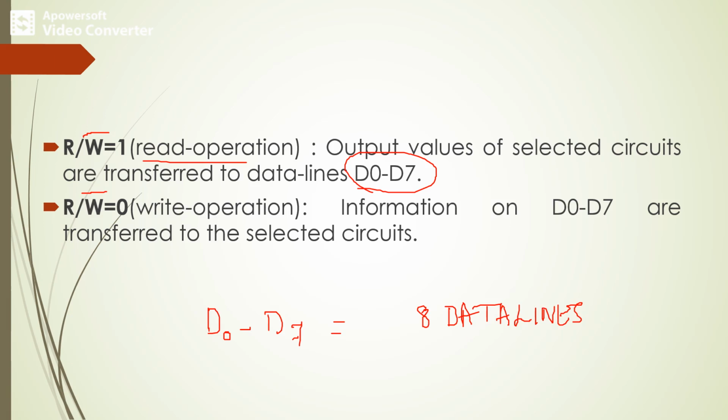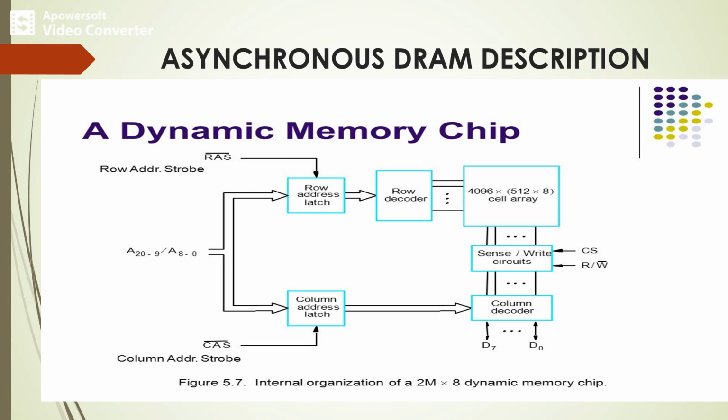So information on D0 to D7, that is the data lines, is transferred to the selected circuits. Now we'll take the internal organization of a 1M into 1 dynamic memory chip.